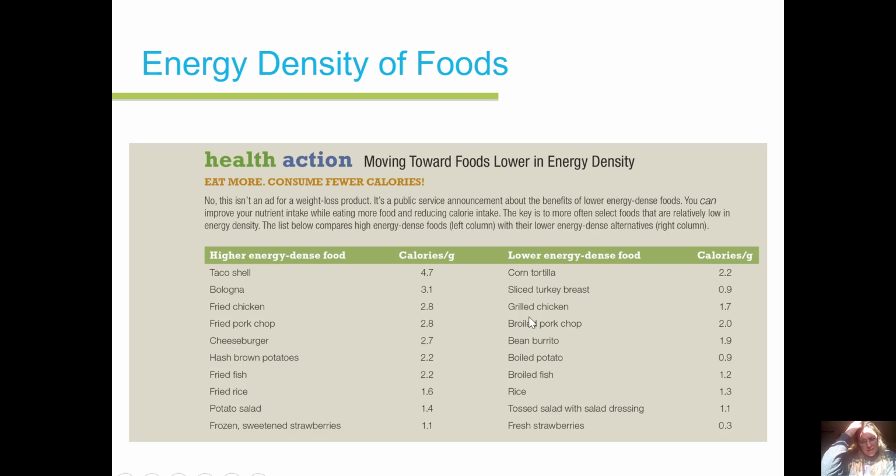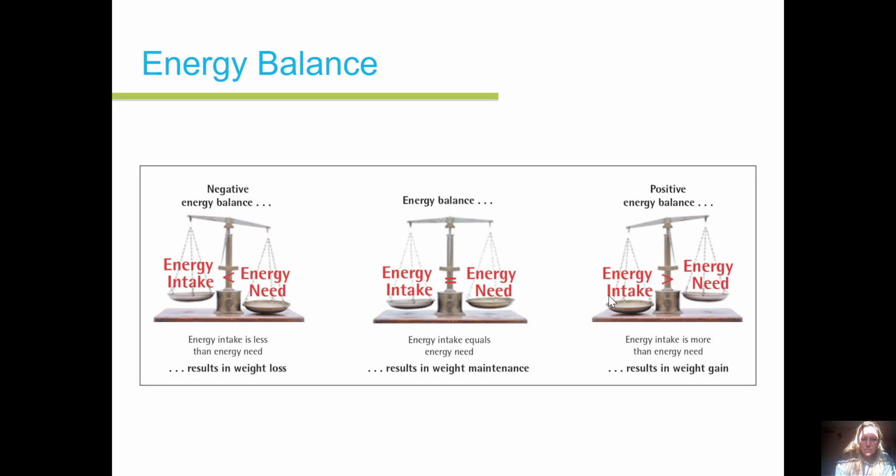So here, this is just showing you ways that you can decrease your caloric intake. So simple, easy things like instead of choosing just a taco shell, which has 4.7 calories per gram, choosing a corn tortilla, which is only 2.2 calories per gram. So instead of choosing fried chicken, fried has 2.8 calories per gram, grilled only has 1.7. So this just shows you easy ways to lower your caloric intake but yet still have the same types of foods.